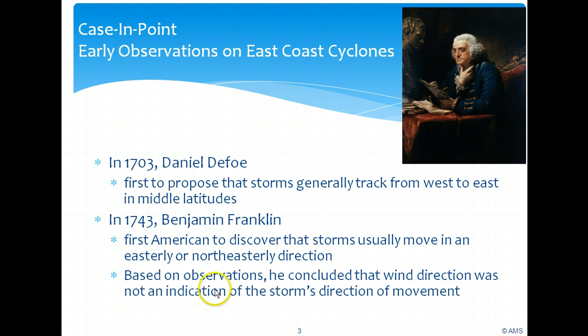The chapter begins with some historical perspective on early observations on the east coast cyclones, and I'm going to let you read over some of the many notable achievements of Ben Franklin and Daniel Defoe relative to weather and their observations in the early to mid 1700s.